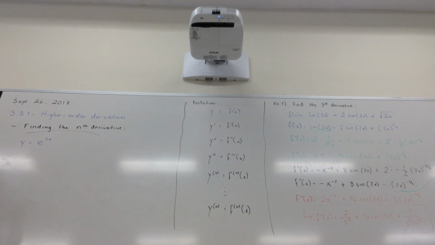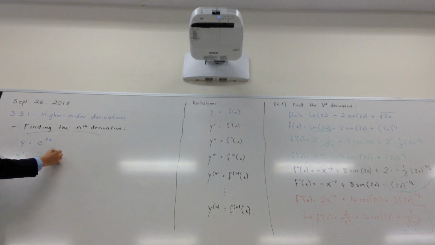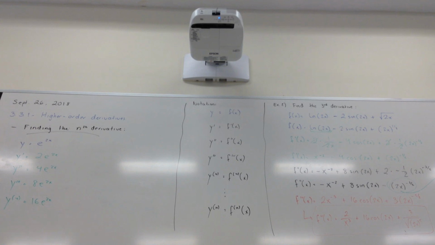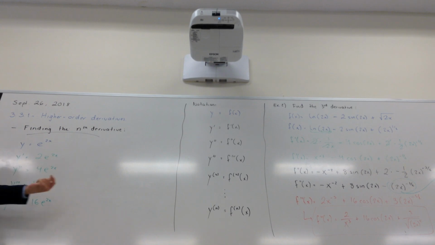This one is easy. For example, I want to find the first 4 derivatives. Y prime would be equal to what? 2e to the 2x. Second derivative, 4e to the 2x. Third derivative, 8e to the 2x. And the fourth, 16e to the 2x. Now we have the first 4 derivatives, and if you observe, we have a certain pattern. It's 2 raised to the n power times e to the 2x. Very good. Exactly. That's the answer.